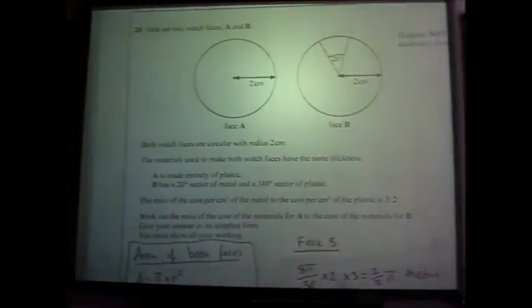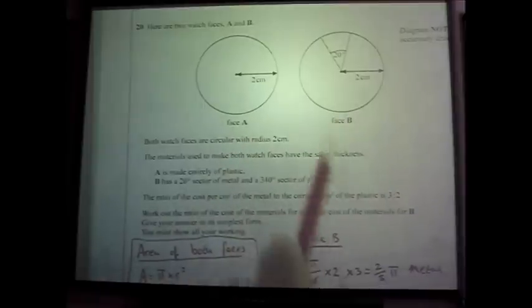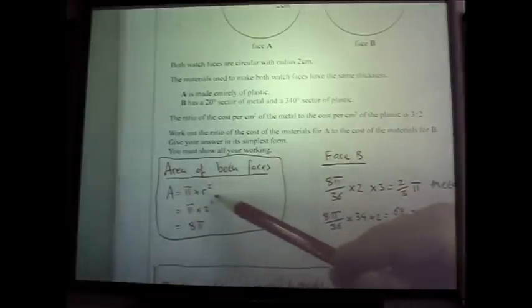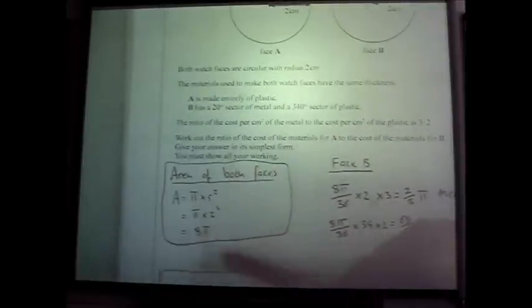Okay, question 20. Here are 2 watch faces, A and B. They've both got a radius of 2 centimetres, and the material to make both watch faces has the same thickness. This one's made of plastic, this one's made of plastic, and that little bit of 20 degrees in there is metal. The ratio of the cost between the metal to the plastic is a ratio of 3 to 2. So let's just start off. What I've done, the area of both faces, area is pi times the radius squared, so pi times 2 squared, so that's 4 pi. And I've left it at pi, and you'll see why in a minute. By the way, you get a mark for doing that, so even if you're not sure about it, you get a mark for working out the area.